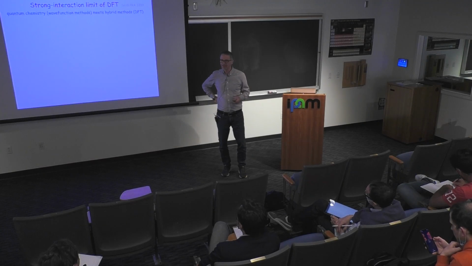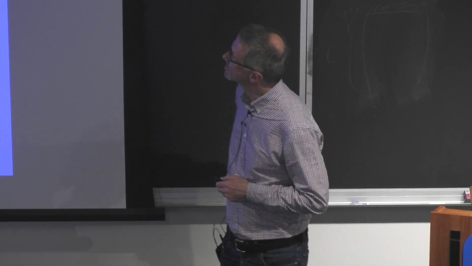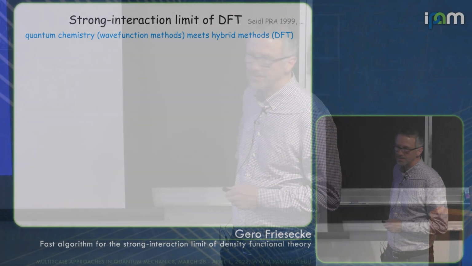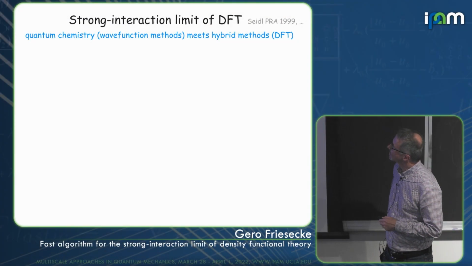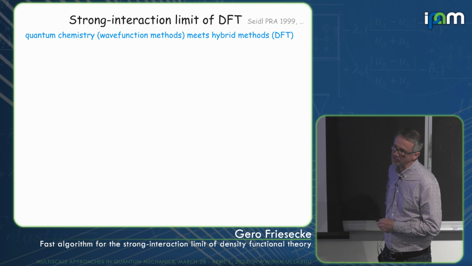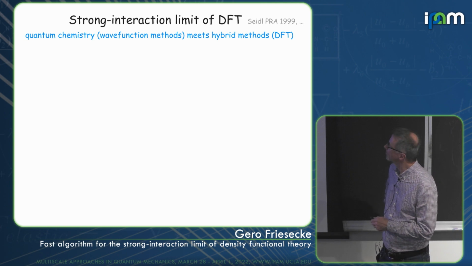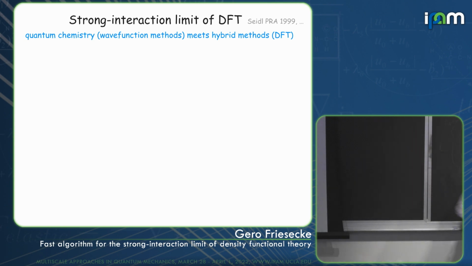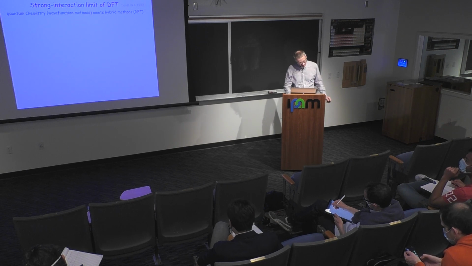This strong interaction limit is somehow interesting and quite unique because it sits right at the interface between quantum chemistry methods, wave function methods, and hybrid methods, where instead of making a sparse ansatz for a full system, you remodel the system to lower the complexity, in this case DFT.